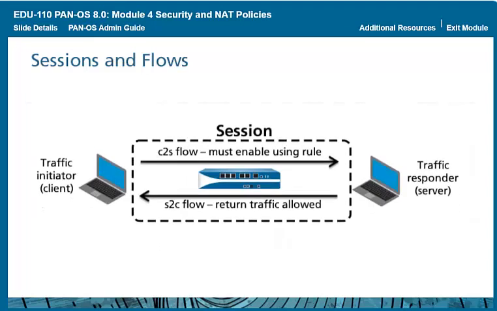A session can consist of one or two flows, the client-to-server flow, or C2S flow, and the server-to-client flow, or S2C flow. The endpoint where the traffic initiates is always the client, and the endpoint where traffic is destined is the server. When you define security policy rules, consider only the C2S flow direction. Define policy rules that allow or deny traffic from the source zone to the destination zone, that is, in the C2S direction. The return S2C flow does not require a separate rule because the return traffic is automatically allowed.